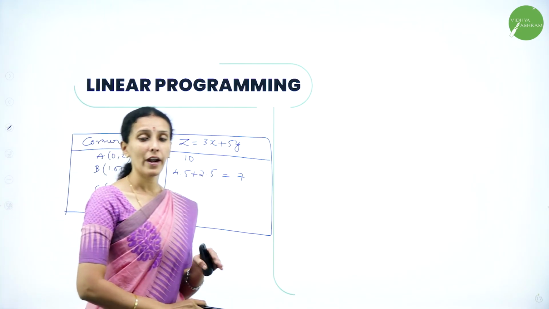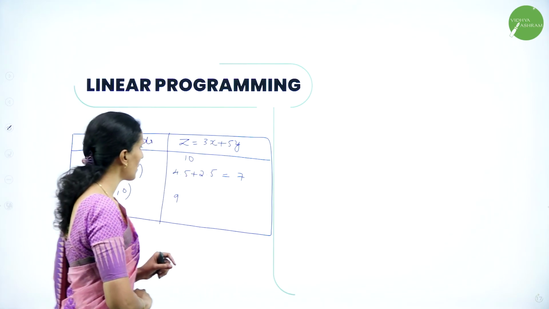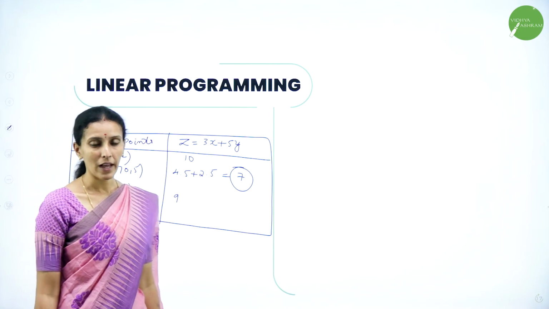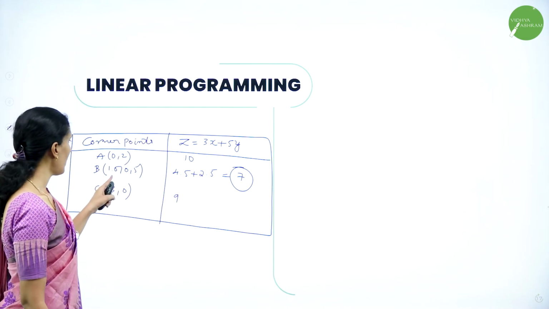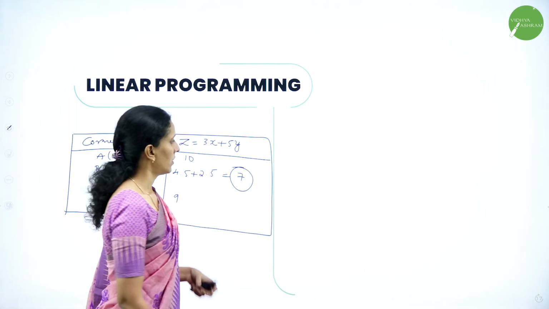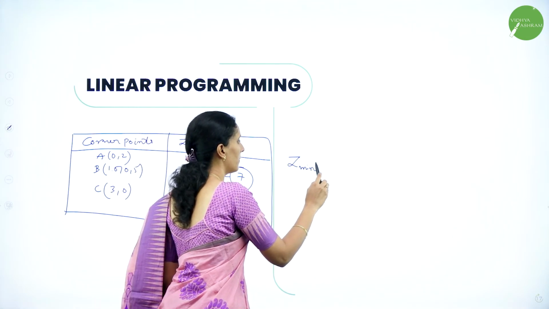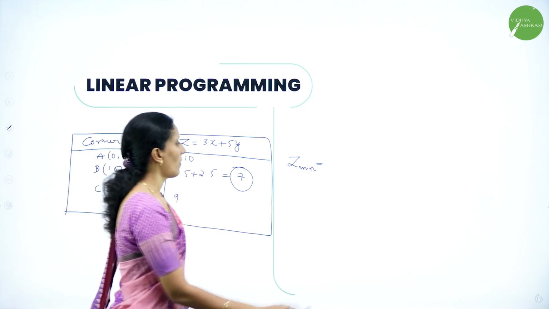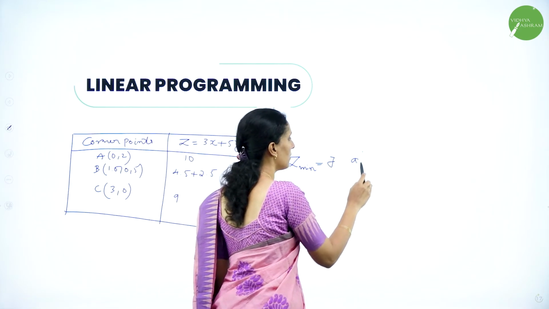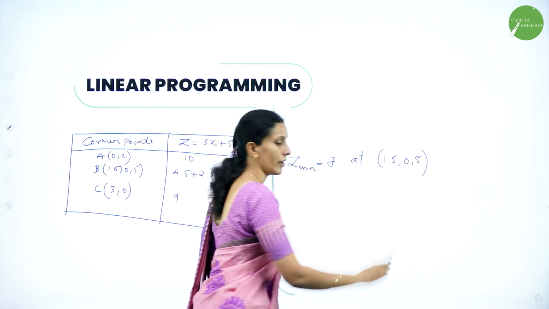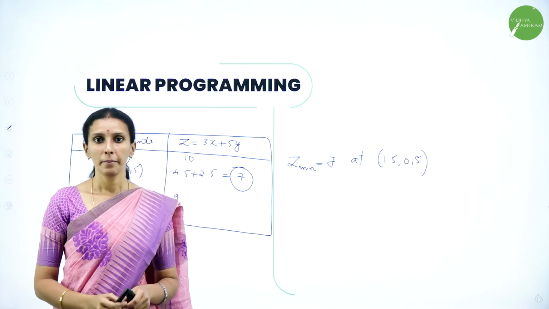My aim is to find the minimum value. So where is my minimum value? 7 is the minimum value at the point 1.5, 0.5. Therefore, Z is minimum, whose value is 7 at the point 1.5, 0.5. So this is how we are going to find the minimum value.